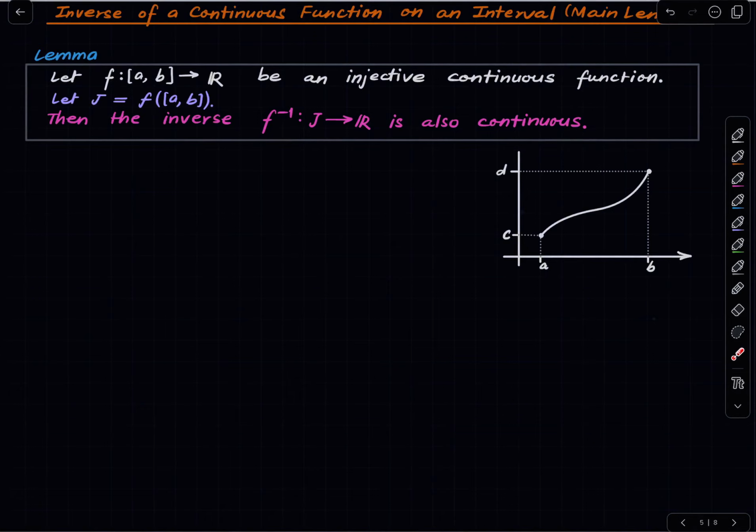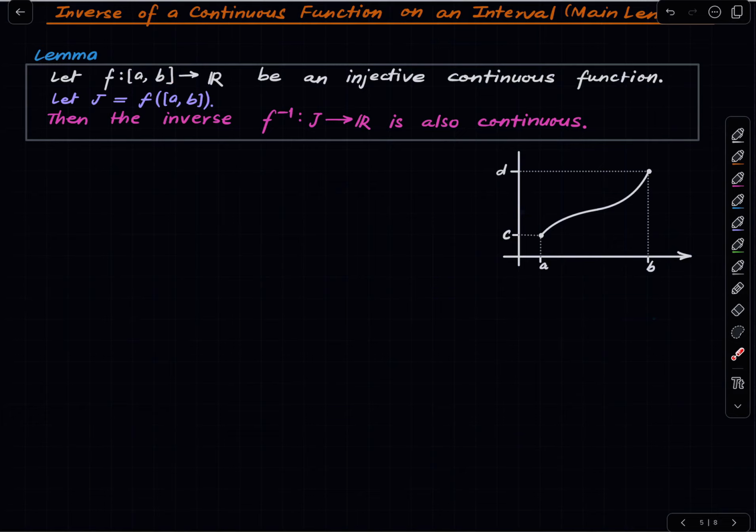Okay. So now for one of the main theorems that we want to discuss. Suppose we have a function f from a closed interval to R, and assume that this function is injective and continuous. And let J be the image of the domain of f. Then we want to say that the inverse of f going from the image to real numbers is also a continuous function. So in this special case where you have the domain of the function as a closed interval, the inverse of an injective function defined on it is also continuous.